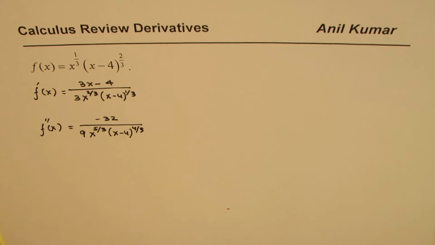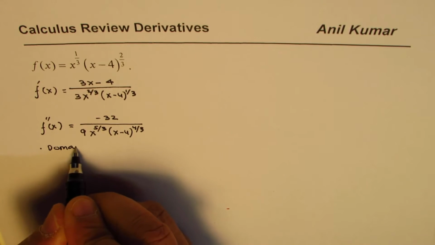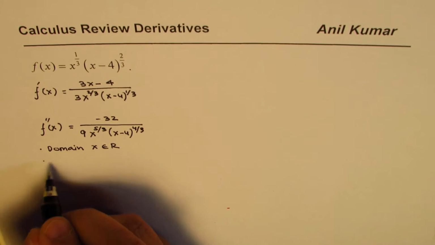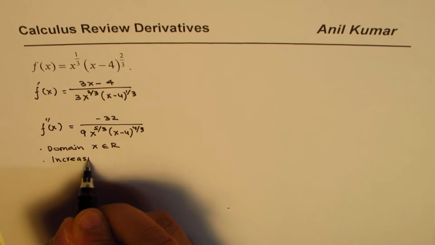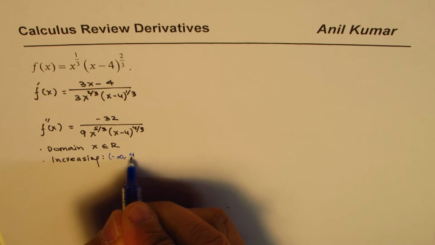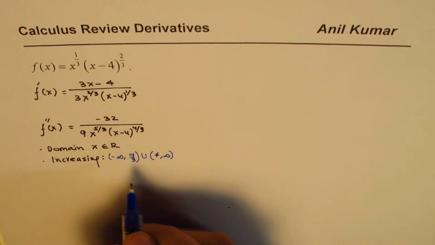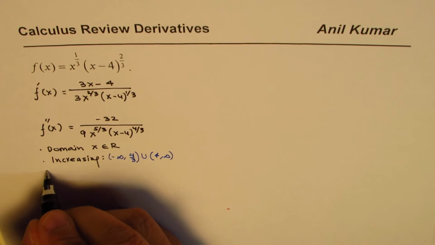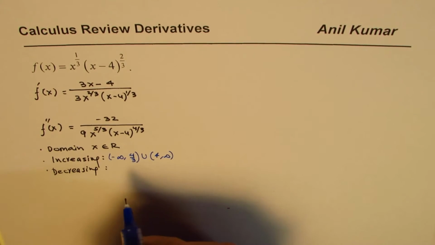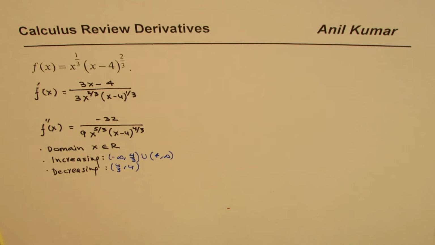We also learned that the domain is all real numbers, right? So we have domain x belongs to real numbers, so it is a continuous graph actually. We learned that the increasing interval is from minus infinity to 4 over 3, and then from 4 to infinity, correct? You can go back to the video and see these things. The decreasing interval was from 4 over 3 to 4, okay?